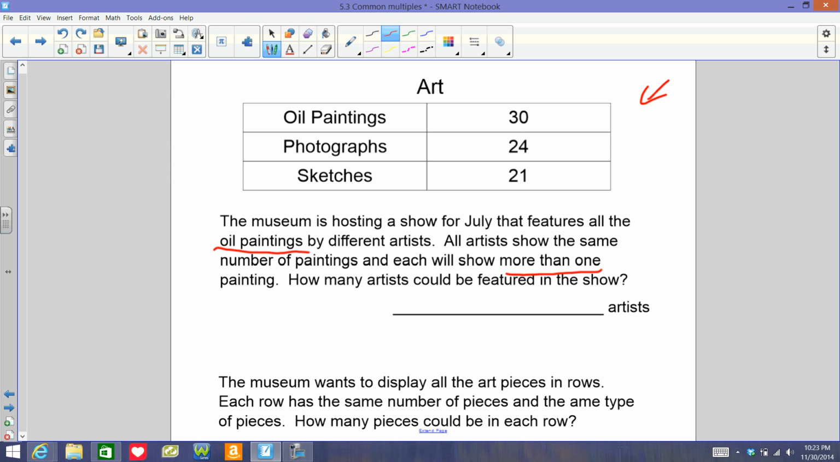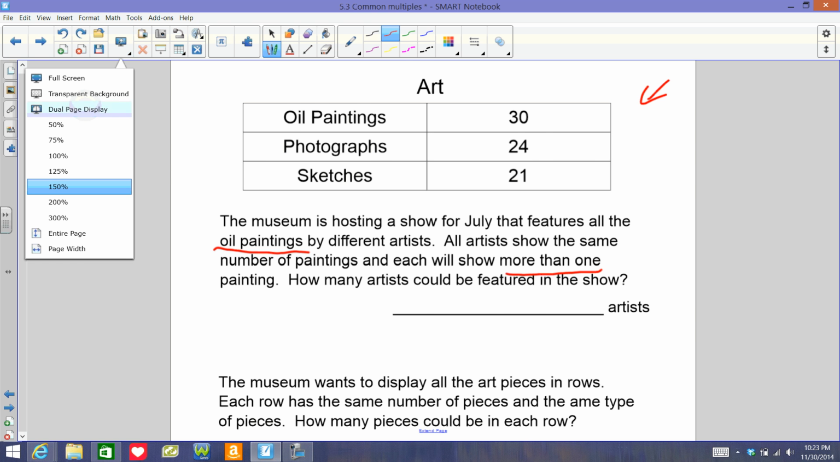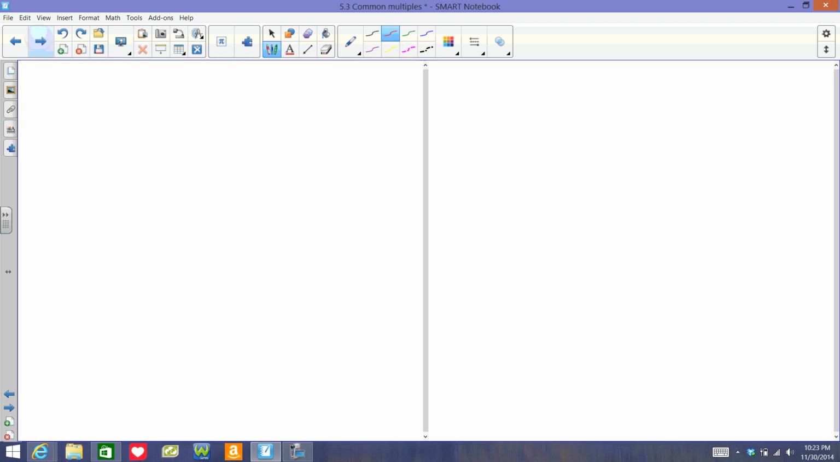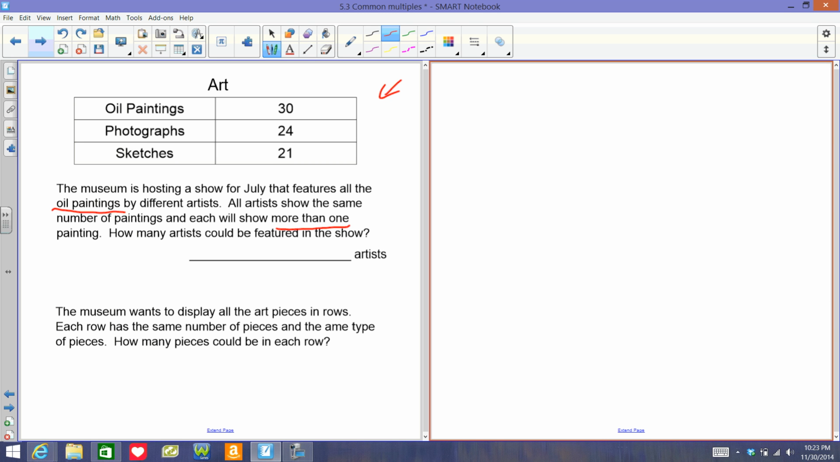All right, let me switch over to dual page so that I have a blank page. All right, so first thing, do I need to figure out common factors? I have 30, 24, and 21. Do I need to figure out common factors for these to answer this problem? No, and let me tell you why. Because all it's asking for is oil painting. So be paying attention when it tells you to do something or to focus on something when you're doing a word problem. So oil paintings is 30. So all I need to do is figure out the factors of 30.